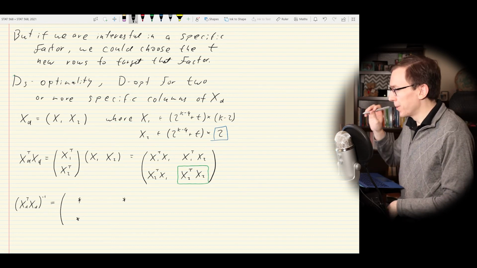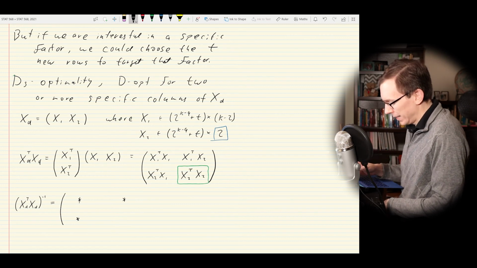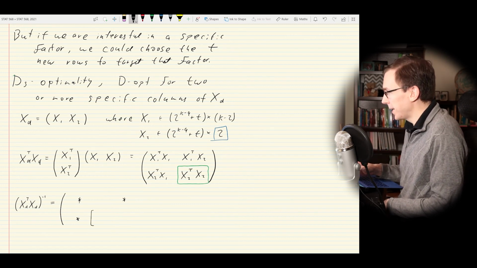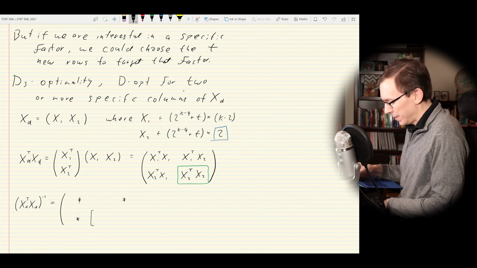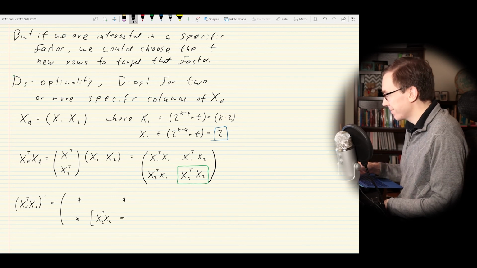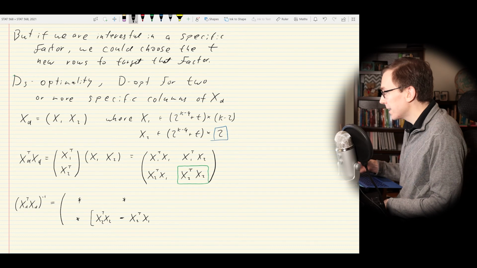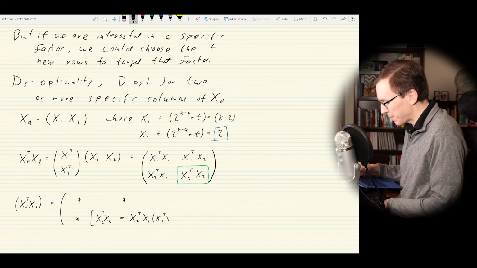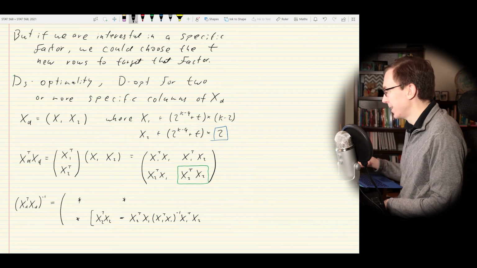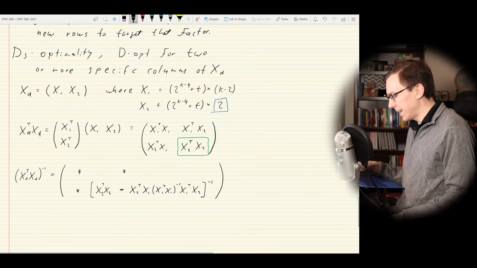So if we do block matrix inverse, we're going to get some kind of nasty looking equation, which is X2 transpose X2 minus X2 transpose X1, and what else do we have? X1, that's right, this is that hat matrix again. X1 transpose X1 inverse, X1 transpose X2, and the entire thing is inverted. Okay, so that looks kind of terrible.